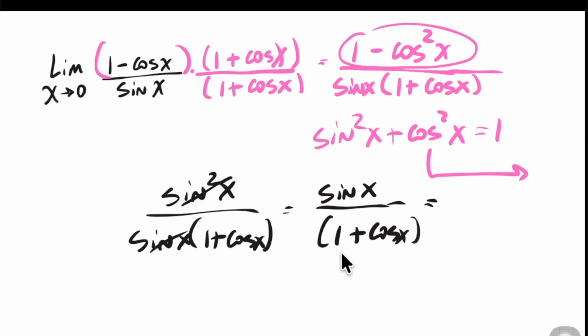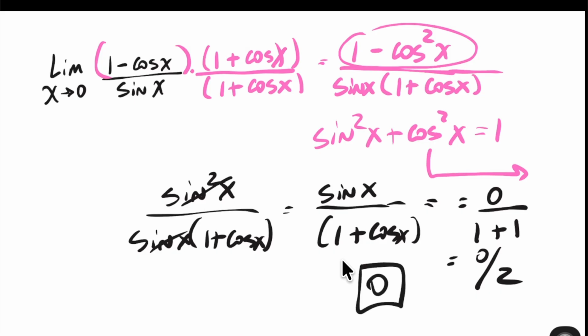Now, if we plug in 0, the sine of 0 is 0. We're going to have 1 plus cosine of 0. The cosine of 0 degrees is 1. That's 0 over 2. Our final answer is 0.